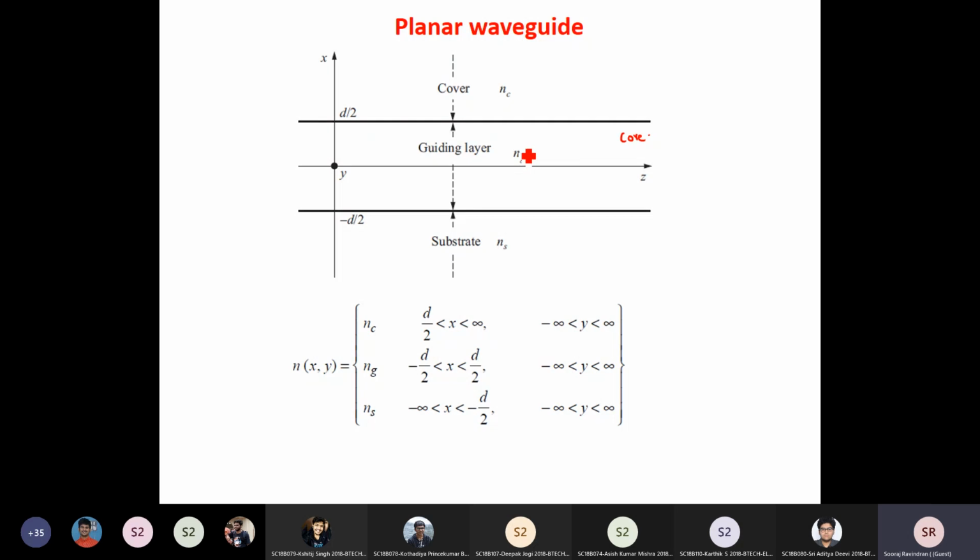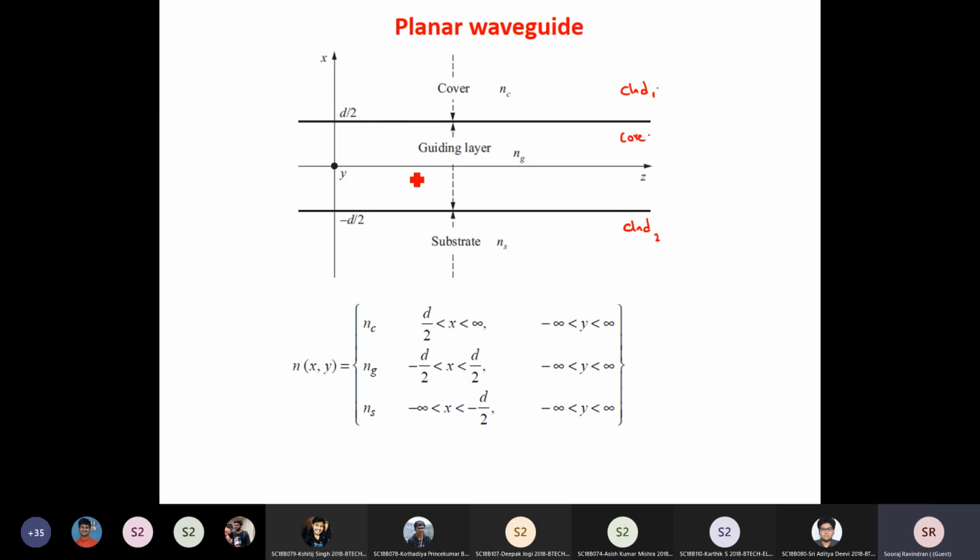The guiding layer is going to have a refractive index Ng. The upper cladding layer, this is also cladding, this is also cladding. We are going to consider a generalized picture where you have one material for the core and two different materials for the cladding. I'll call this cladding 1 and this cladding 2. Cladding 1 is in fact called the cover layer, and the cladding 2 layer is called the substrate layer.